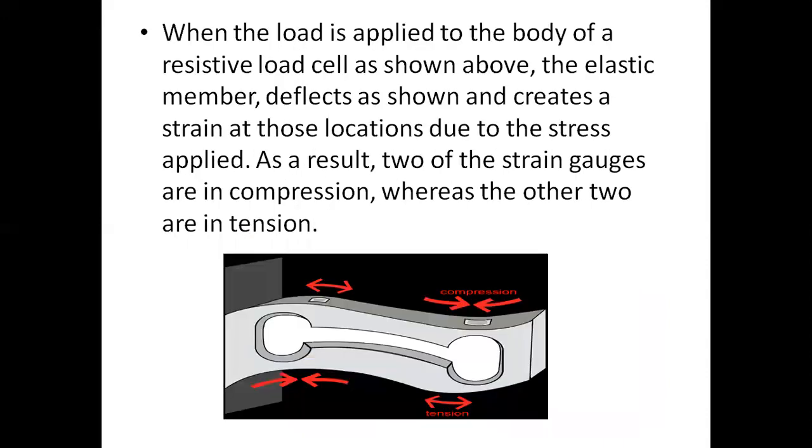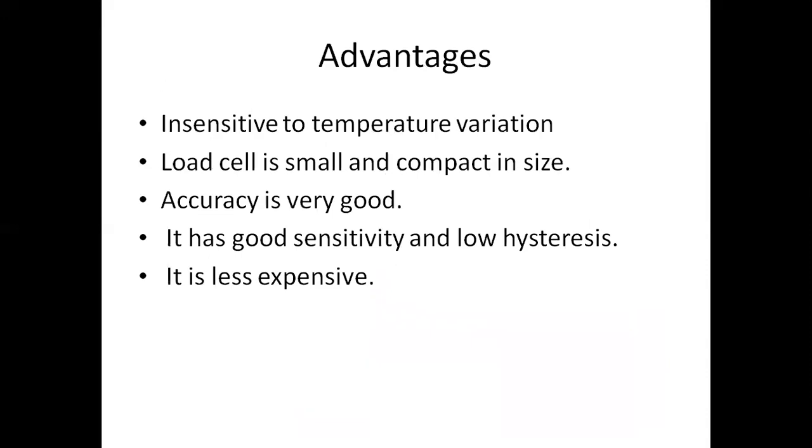When the load is applied to the body of a resistive load cell, as shown above, the elastic member deflects as shown, and it creates a stress at those locations due to the applied load. As a result, two of the strain gauges will be in compression, whereas the other two gauges will be in tension.